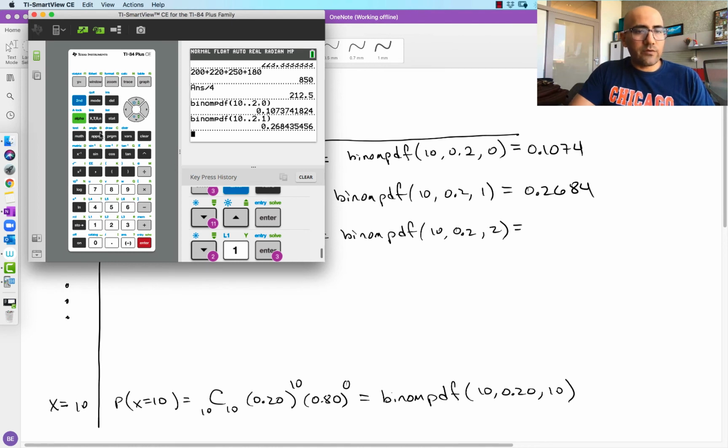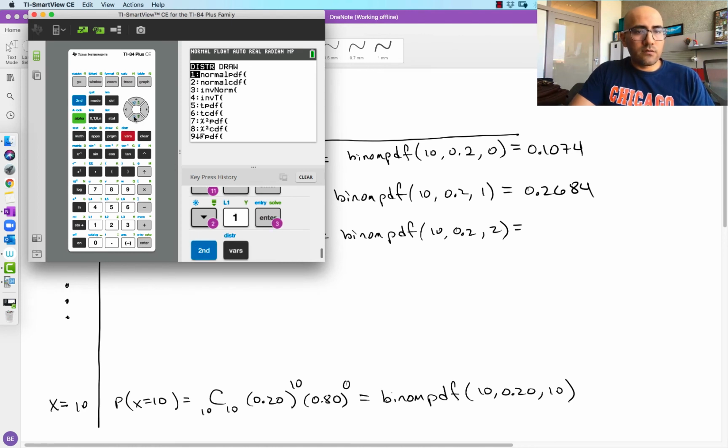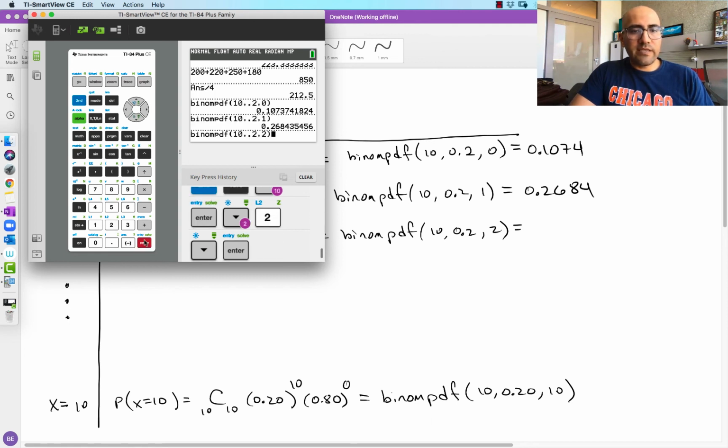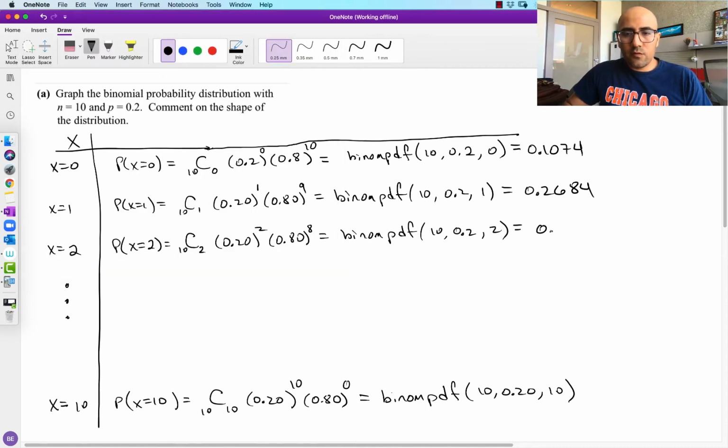So now we do the same thing, distribution, binomial PDF, enter. 10 trials, probability of success is still 0.2. And now the value of x is equal to 2. Paste. So binomial PDF 10, comma 0.2, comma 2. Enter. And now that's going to be approximately 0.302. Okay, let's jump to this last one down here, and let's see what that one is.